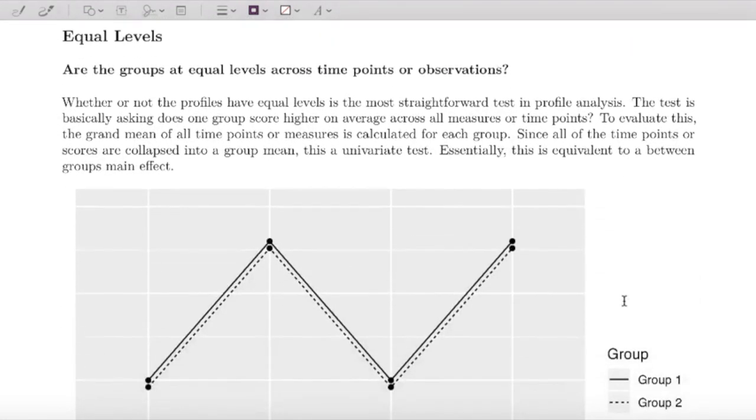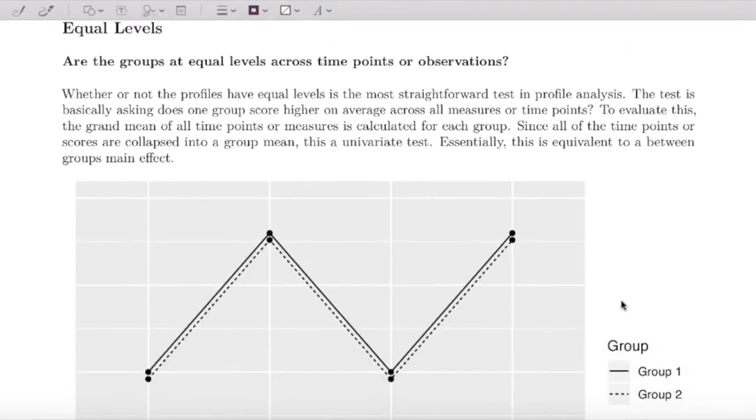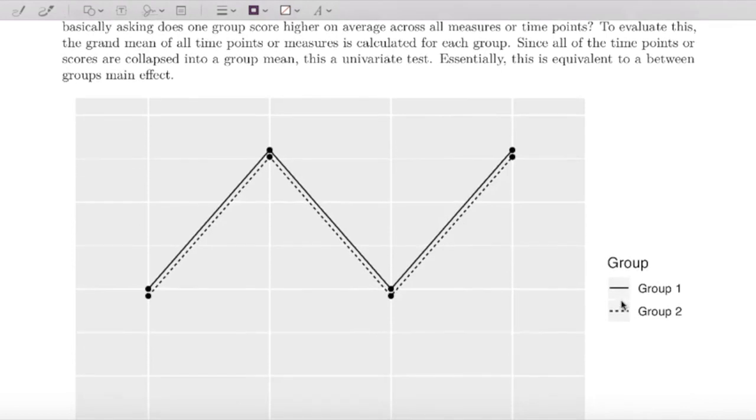So equal levels is asking, are the groups at equal levels across time points or across the repeated measurements? This is the simplest form of profile analysis that you could potentially do. The test is just asking, does one group score higher on average across all measures or time points? And to evaluate it, really, you have to find what the grand means for the groups are. Here I just made up some data, and this is what it would look like.